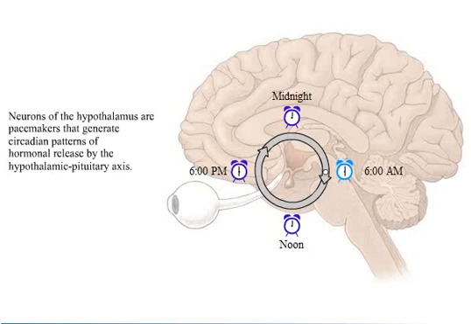Neurons of the hypothalamus are pacemakers that generate circadian patterns of hormonal release by the hypothalamic pituitary axis. Circadian rhythms are approximately 24 hours long. The timing of the rhythm is synchronized to the 24-hour Earth day by external signals. We have seen in Topic 2 that cortisol and the hypothalamic pituitary hormones in its series exhibit a circadian rhythm that is synchronized by light.